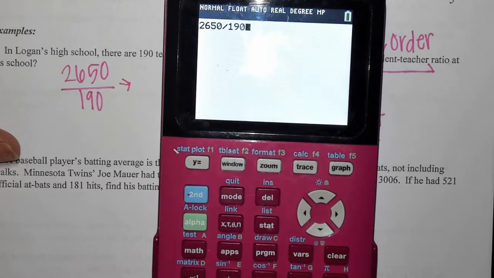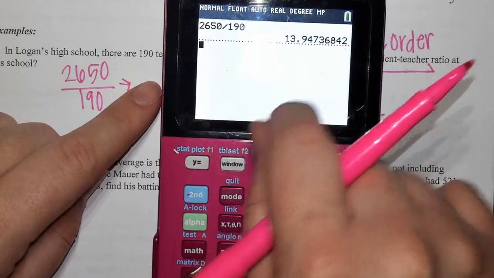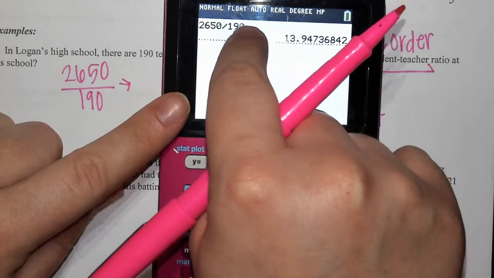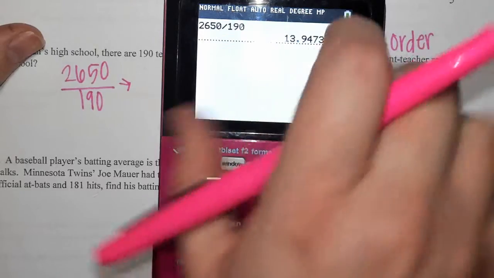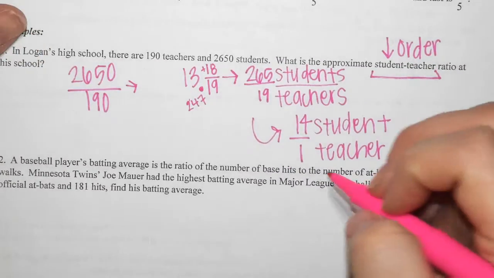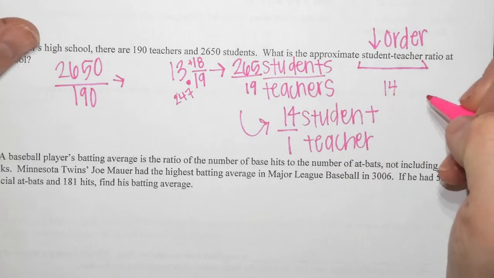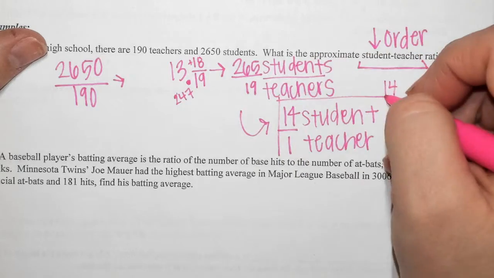2,650 divided by 190, that's dividing. So how many times does 190 go into how many students there are? Well, 13.9 rounds up to 14. You could just say 14, but we're wanting to write a ratio. So for every 14 students, there's one teacher.